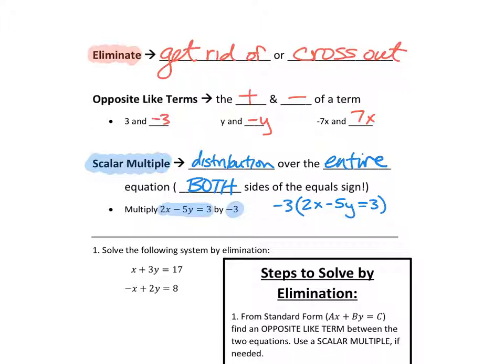Wait, that's all you do? Yeah, it feels wrong because you're going to multiply the first one. Negative 3 times 2x, negative 6x. And negative 3 times negative 5y, positive 15y. And negative 3 times 3, negative 9. So I have equals negative 9. It goes on both sides of the equal sign, which feels weird because normally you're not allowed to do things like that. But with a scalar multiple, you're allowed to multiply all pieces of the equation by that number.